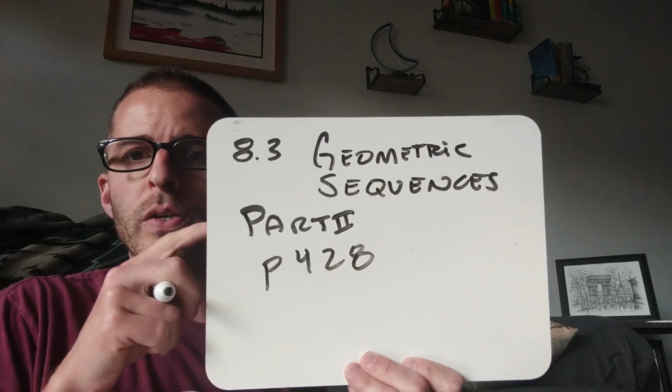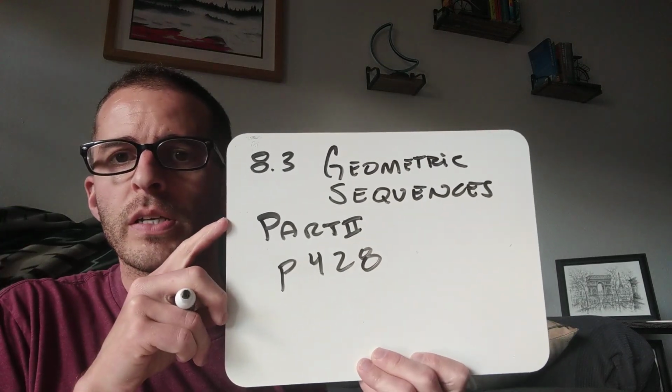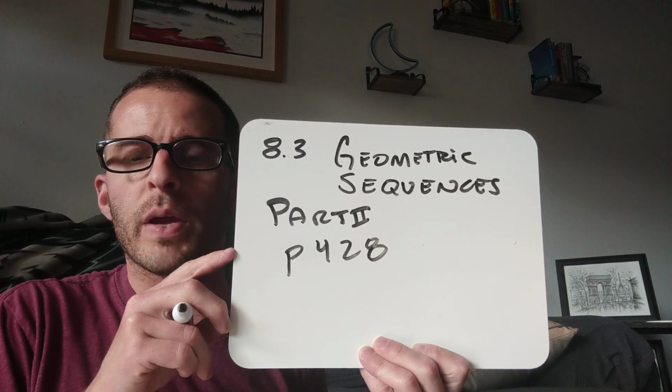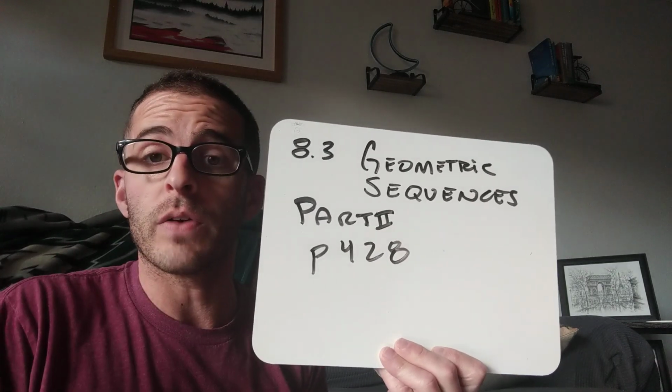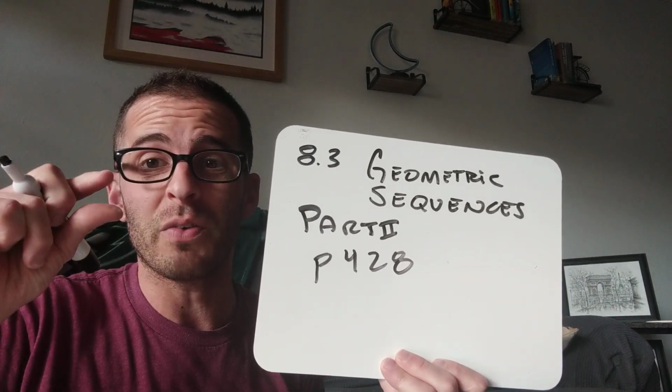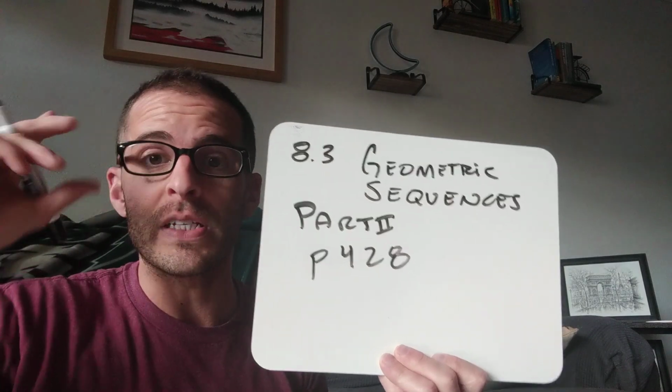Welcome back to part 2 of Geometric Sequences 8-3. We are on page 428, and we're just going to write rules based on a little bit of information, unlike when they gave us an entire sequence or series. Okay, so page 428, copy down number 5. They tell us that the sixth term is negative 96, and the common ratio is negative 2.